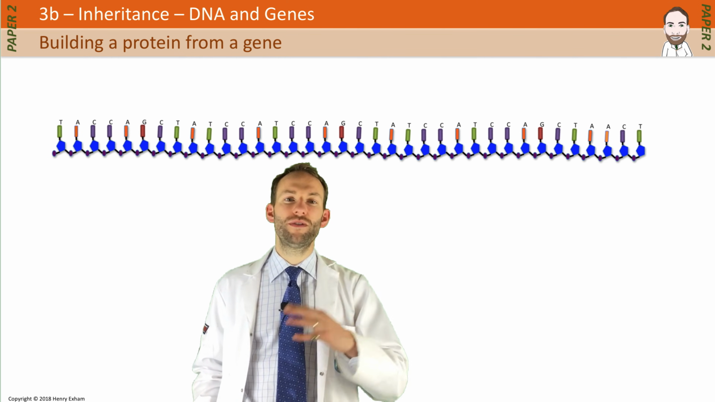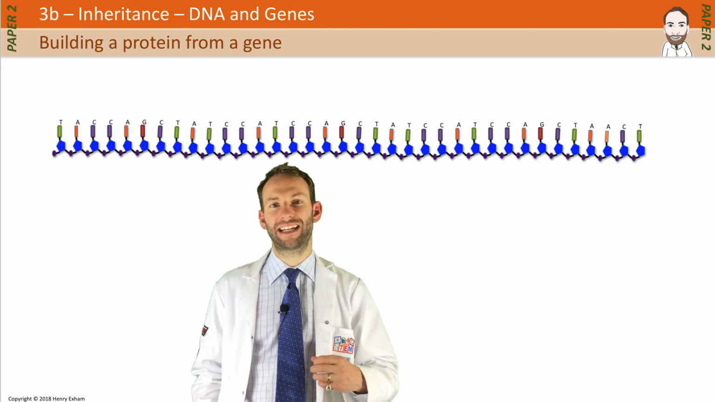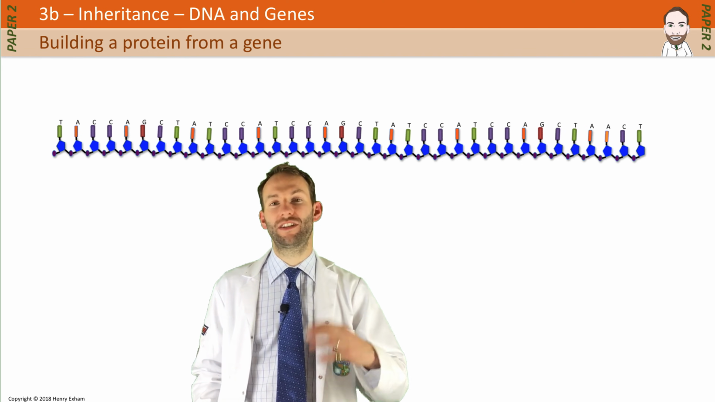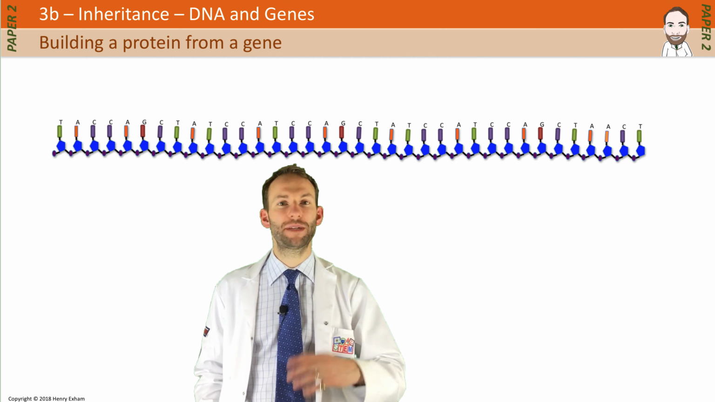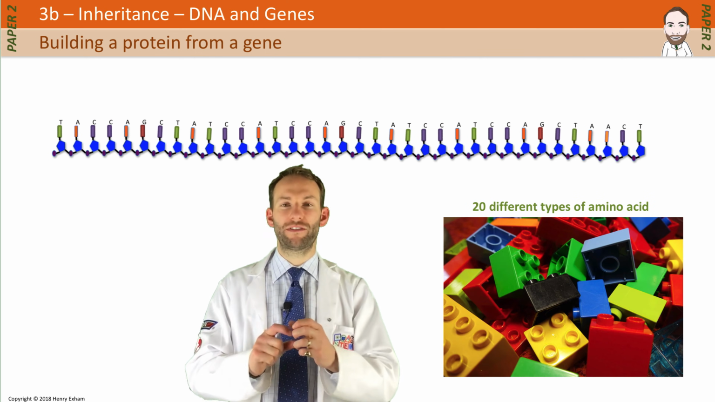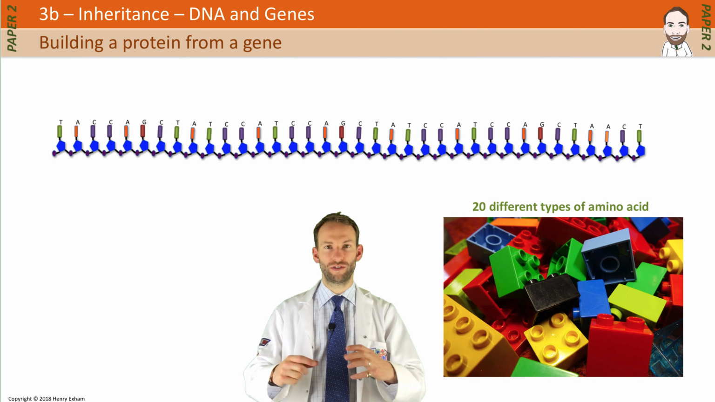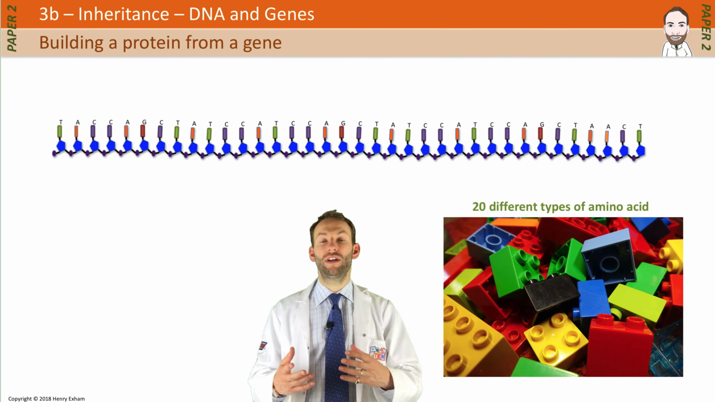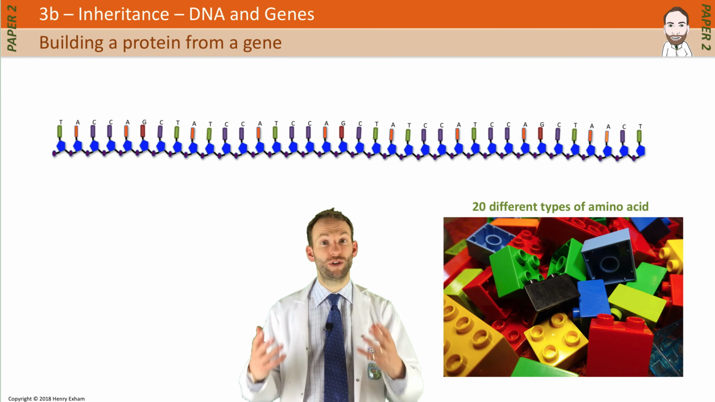And the order of these bases is going to code for which amino acids we're going to select in order to build our protein. Now there's 20 different types of amino acids that occur in nature. Think about these like the building blocks of Lego. Think about your Lego models. Think about all the different types of Lego you've got. You've got little red squares, you've got longer thin ones, you've got flat ones. Let's say there's 20 different types of Lego block. The way you put them together can make thousands of different Lego models.